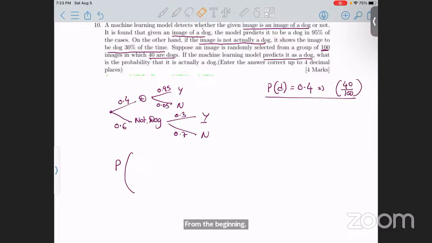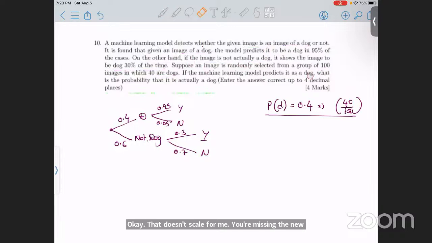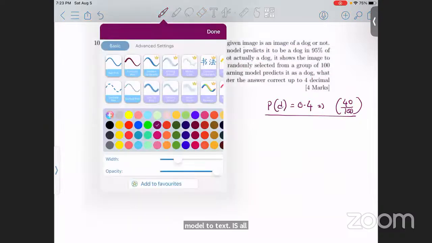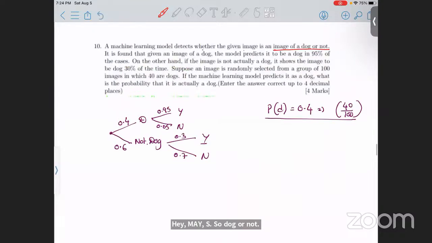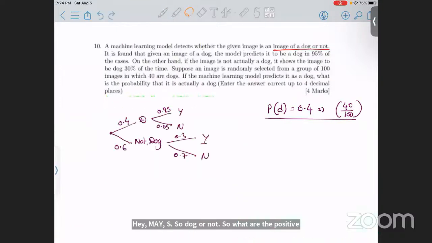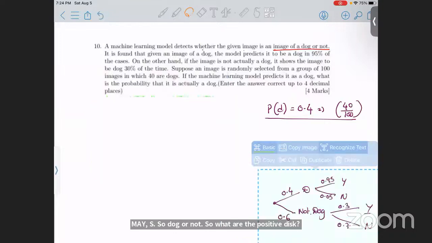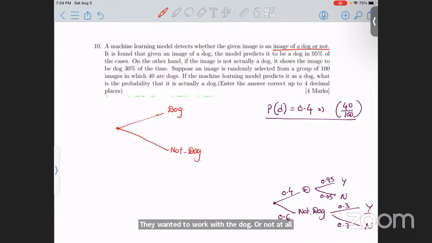Okay. Sure. Now listen carefully. A machine learning model detects whether the given image is a dog or not. So what are the possibilities? Just wait a minute. Now what are the possibilities? There are only two possibilities, dog or not a dog. Agree?